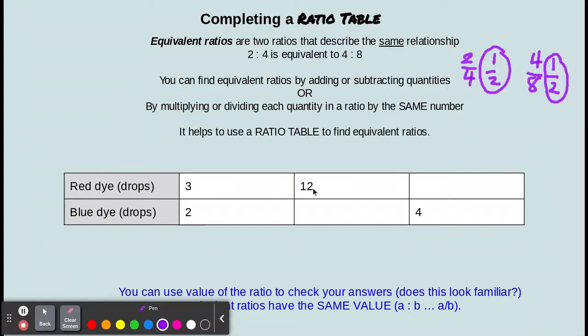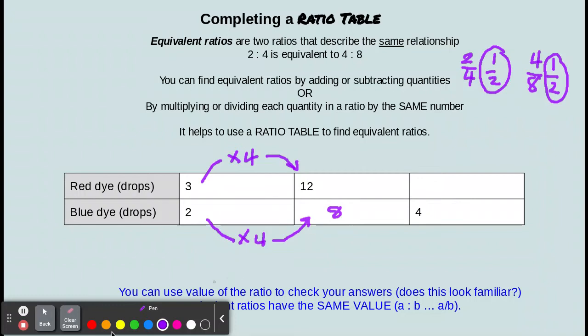So we look at this one, and they gave us 12. So we have to think, how are 3 and 12 related? Well, you can multiply 3 by 4 to get 12. Okay, so if you multiply 3 times 4 to get 12, you must multiply 2 times 4 to get this number here, which is 8. See, we're multiplying both the top and the bottom by the same number. 12 and 8 is our equivalent ratio to 3 to 2.